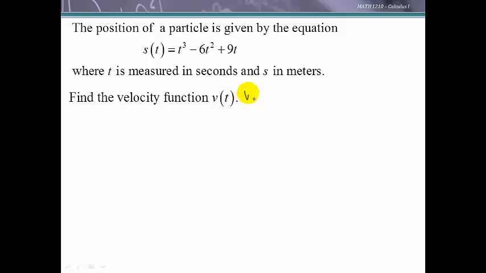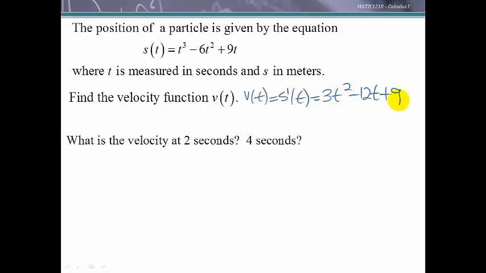So if I want a velocity function, I want the first derivative of position. That's going to give me 3t² − 12t + 9. What is the velocity at 2 seconds? So I'm going to put that right here. I just need v(2), so that means put a 2 in that function that I just found for velocity.